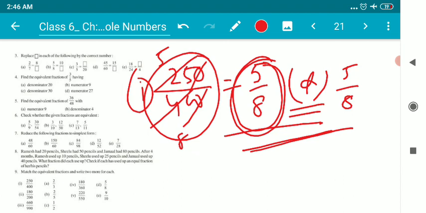I want you to try out this question number 9 on your own very nicely, and you are supposed to submit it in the Google Classroom. If you face difficulties or a problem somewhere, please feel free to speak to me.